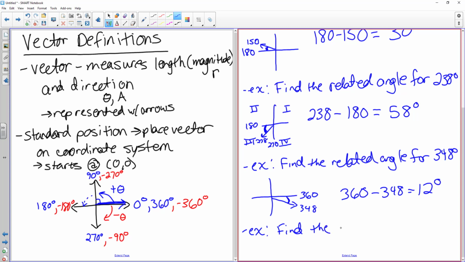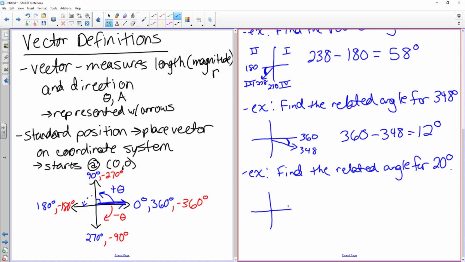Let's say I want to find the related angle for 20 degrees. In quadrant 1, here's 20 degrees between 0 and 20. Well, it's just going to be 20. When you're in quadrant 1, it's already between 0 and 90, so I don't have to do anything.